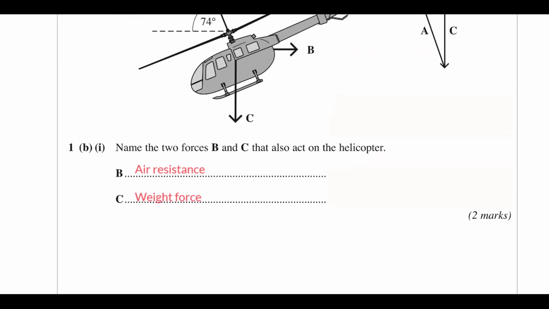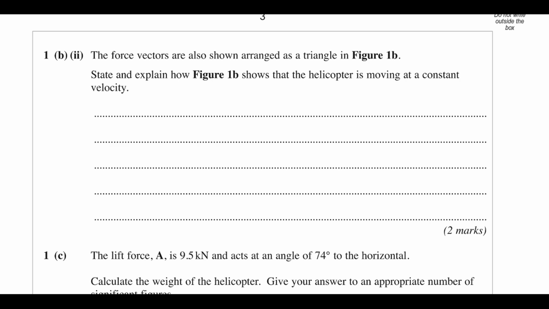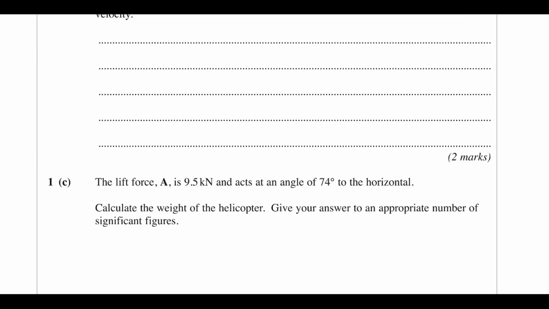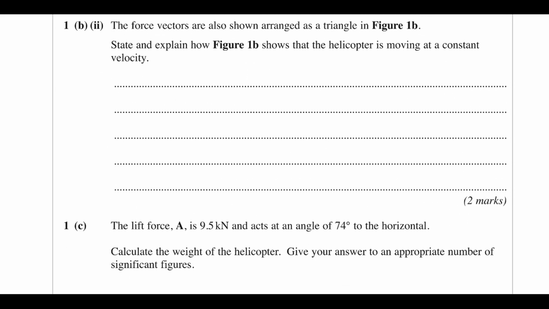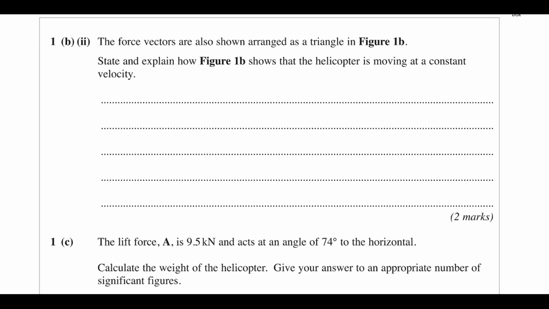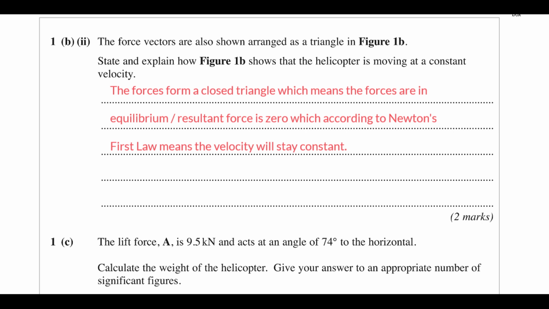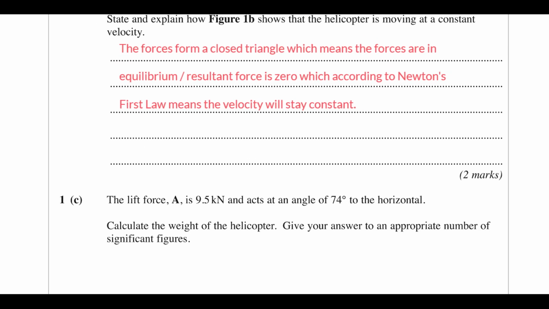Okay, so let's carry on. Okay, so the force vectors are also shown arranged in a triangle, as in figure 1b. That must be on the previous one. State and explain how figure 1b shows that the helicopter is moving at a constant velocity. Okay, so if you look back on the previous page, you'll see that the vectors form a closed triangle, and if they form a closed triangle, it means the forces are in equilibrium and that the resultant force is 0. So those are the points I would make there. All right, and a little bit I added on the end is actually why that means constant velocity, because according to Newton's first law, if resultant force is 0, the velocity will stay the same.